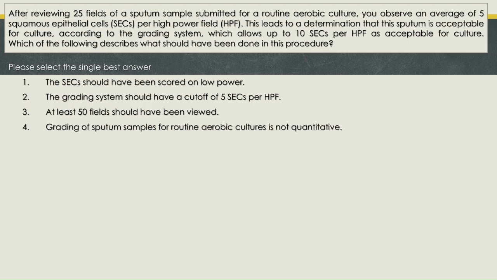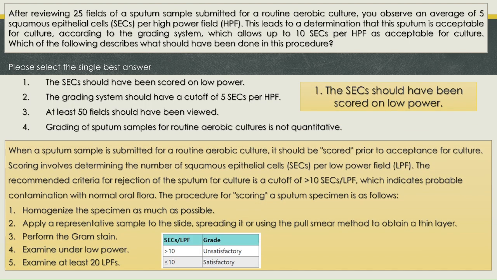The correct answer: 1. The squamous epithelial cells should have been scored on low power. When a sputum sample is submitted for a routine aerobic culture, it should be scored prior to acceptance for culture. Scoring involves determining the number of squamous epithelial cells per low power field, LPF. The recommended criteria for rejection of the sputum for culture is a cutoff of greater than 10 squamous epithelial cells/LPF, which indicates probable contamination with normal oral flora.